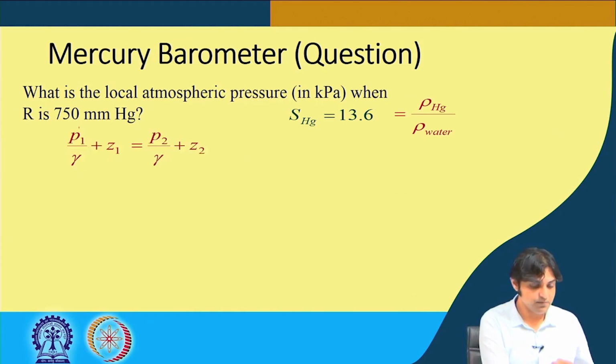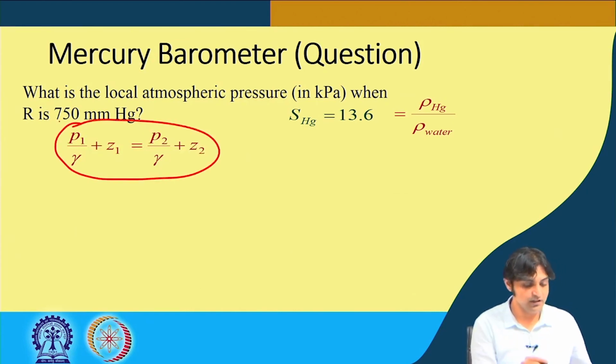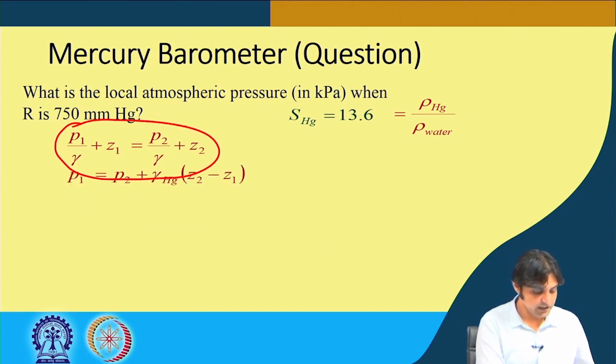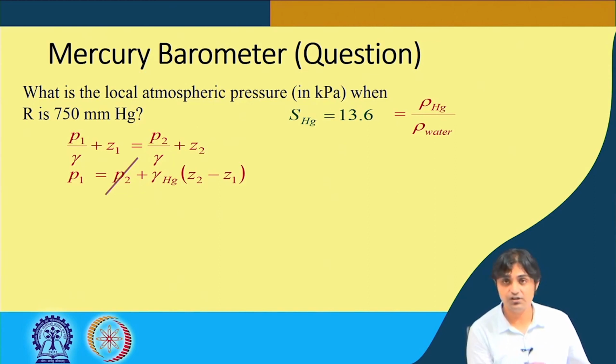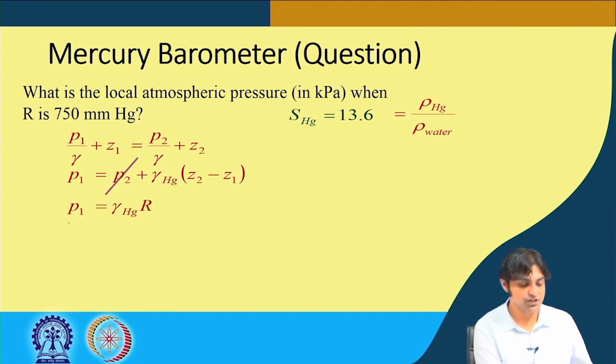We have seen this equation, piezometric head is constant. So we can write P1 is equal to P2 plus gamma Hg into Z2 minus Z1. We are putting this piezometric head equation between point 1 and point 2, and we want to calculate the pressure at P1. P2 is atmospheric pressure, so we assume gauge pressure, that can be assumed 0, that you have read in fluid mechanics. So pressure at point 1 will be gamma Hg into R, because Z2 minus Z1 we have seen was R.